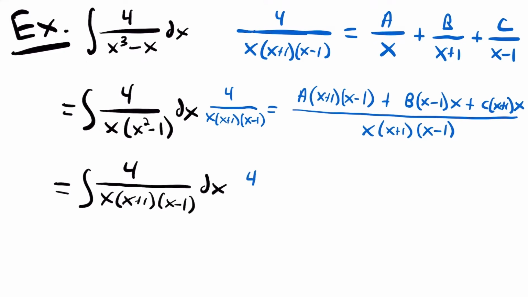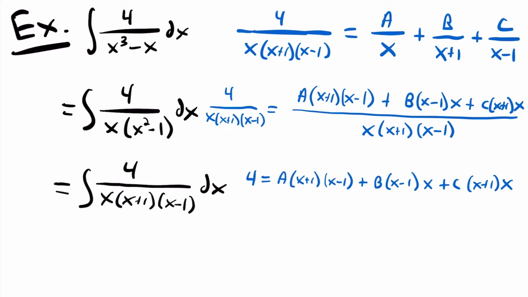Okay, so we'll have 4 is equal to a times x plus 1 times x minus 1 plus b times x minus 1 times x plus c times x plus 1 times x. So now we have an equation that we can use to solve for a, b, and c. This was the long way of doing it.